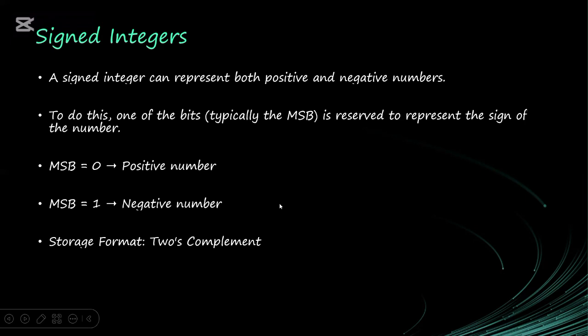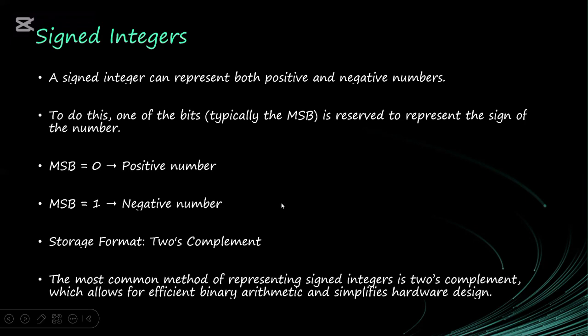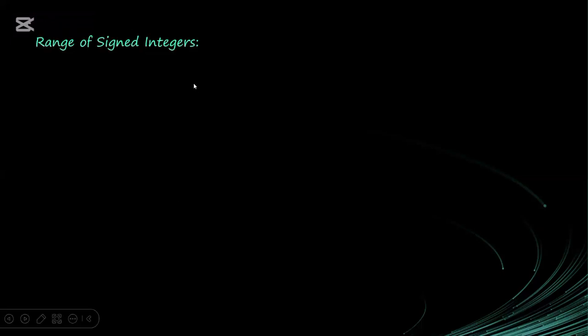The most common method of representing signed integers is 2's complement, which allows for efficient binary arithmetic and simplifies hardware design. When we want to store signed integers in the computer, the format that we use is 2's complement. Unsigned integers don't need to be stored as 2's complement. Okay. Now, what is the range of signed integers?